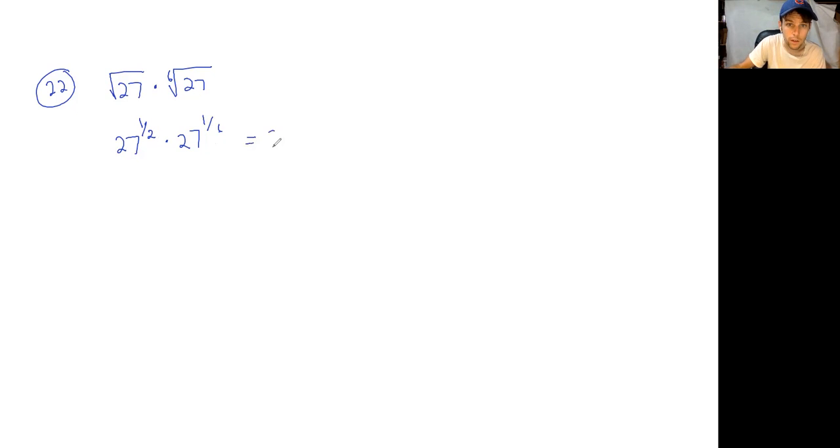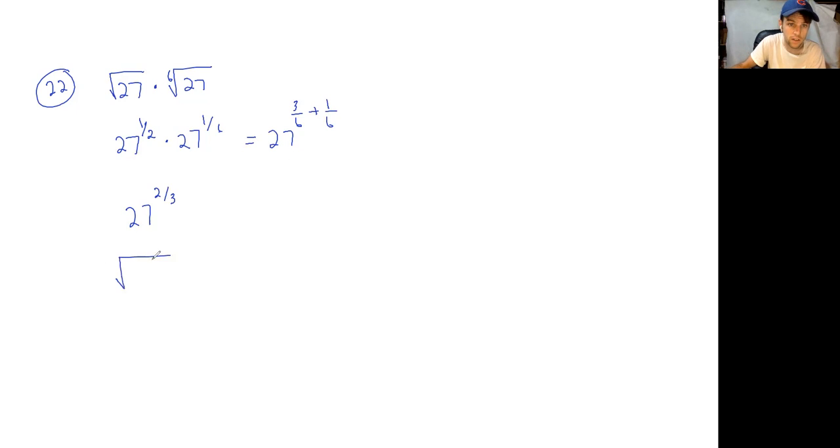So we're doing 27 to the 3 over 6 plus 1 over 6, which is 4 over 6, which would simplify to 2/3. So we end up with 27 to the 2/3 power. And you might think that's done, but in this case, it's actually not, because this number is reducible, right? That denominator of 3 means I'm taking the cube root of this base. And 27 has a nice cube root.